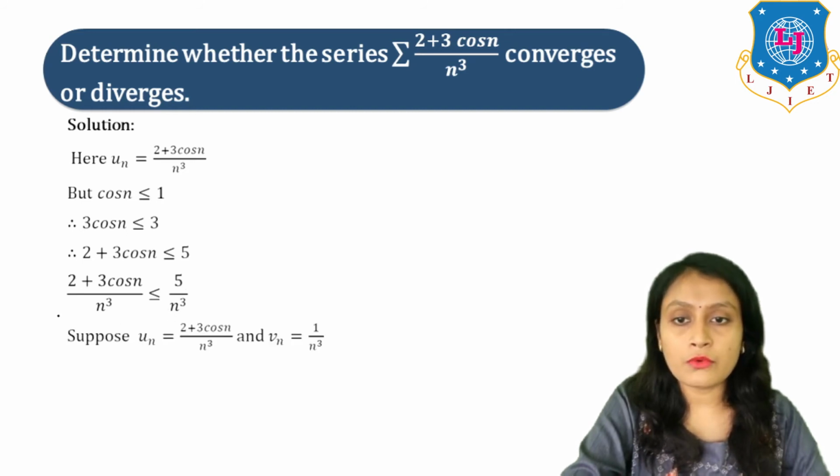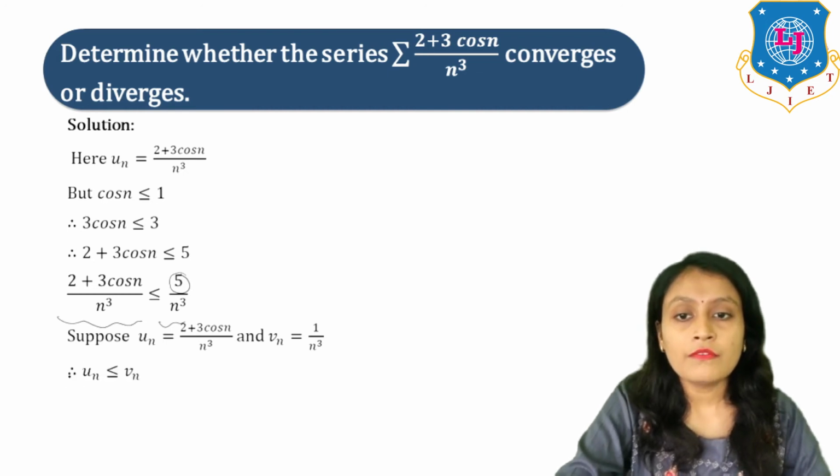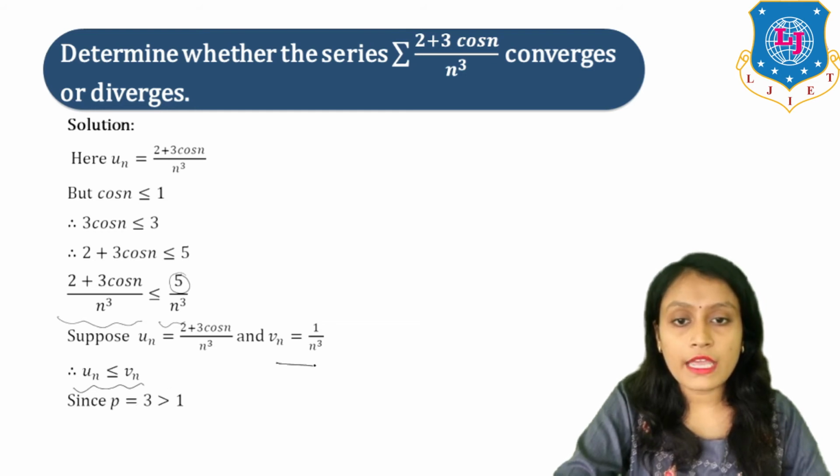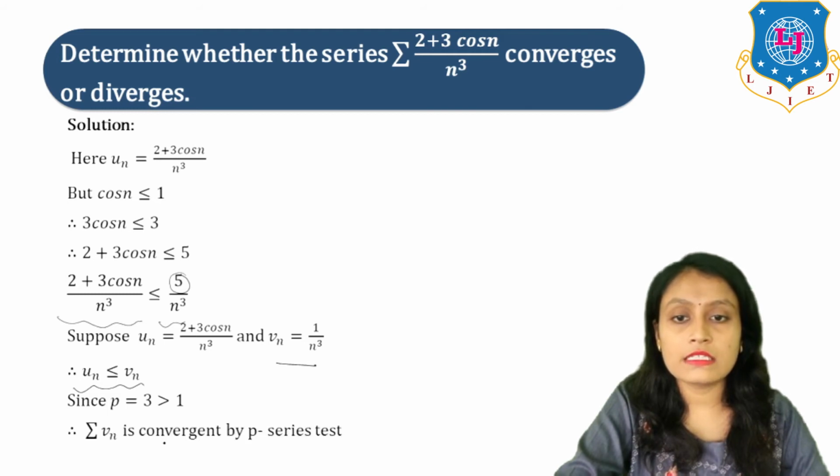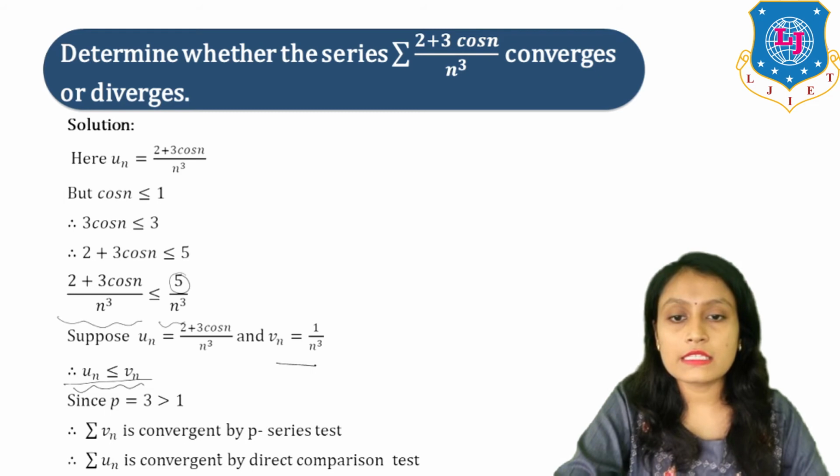Now we will suppose this term as un and this as vn. We are ignoring 5 because it is a number, right? So we can see that this un is less than or equal to vn, and from vn you can see that p is equal to 3. So you can say that this series Σvn is convergent by the p series test. Since un is less than or equal to vn and this Σvn is convergent, we can say by the direct comparison test that the series Σun is convergent.